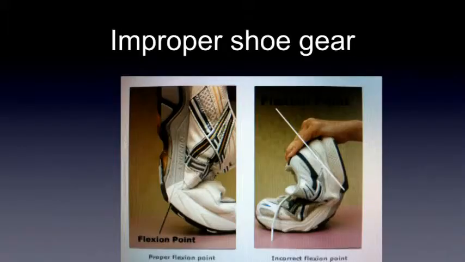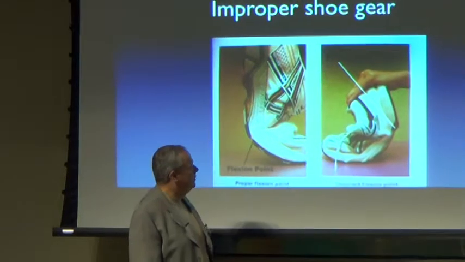Improper shoe gear. Probably one of the common things I get asked in the office is, how often should I change my shoes? And this is a little test they developed back in the 70s: you crunch down your shoe, and you start losing the integrity of the shoe, even though it looks okay. It should only bend at the forefoot area like this.